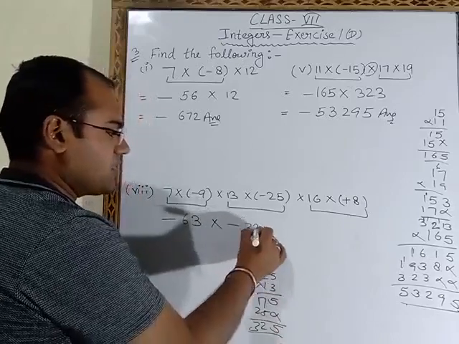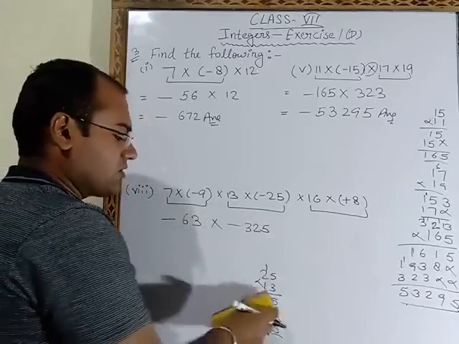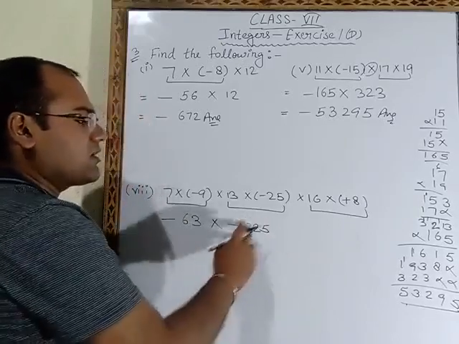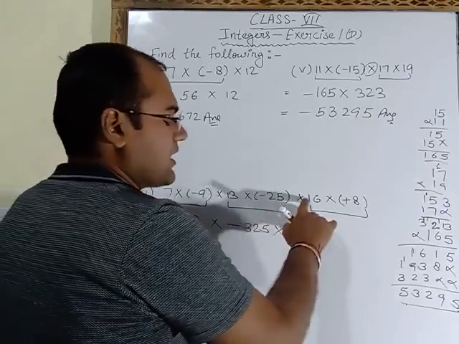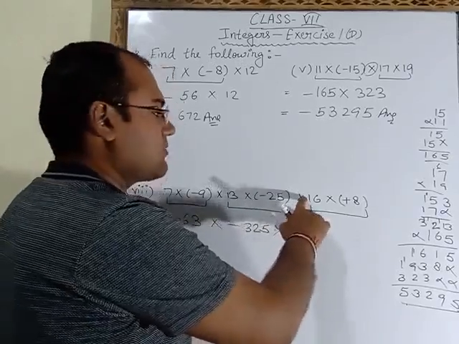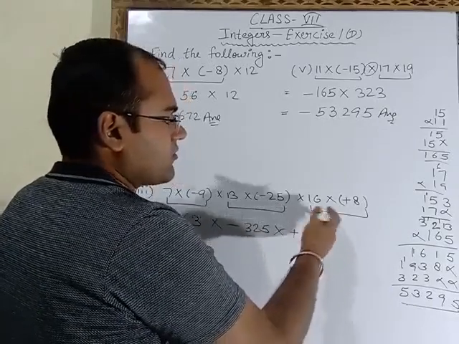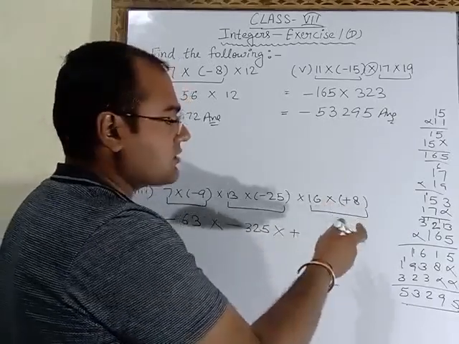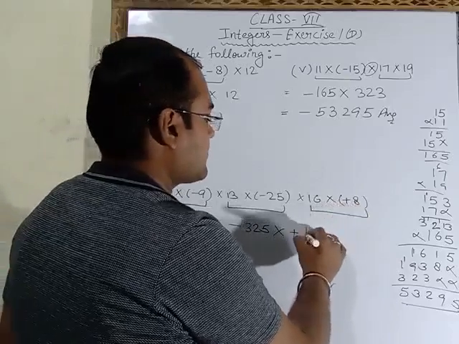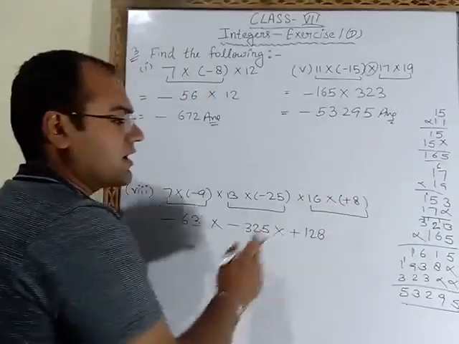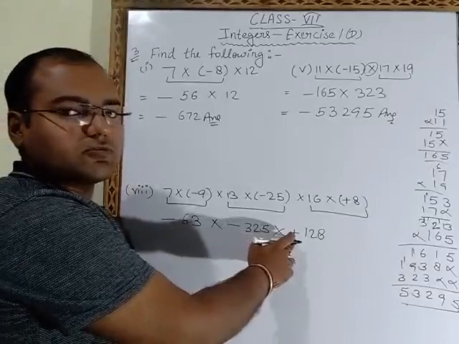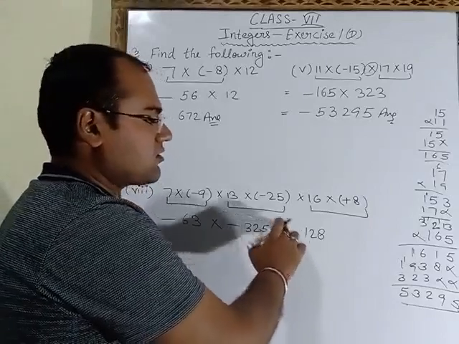The answer is 325. So minus 325 we have to write. Now the next one is multiply. Here no sign is there, means plus sign. Plus plus plus only. Now what do you have to do? You have to multiply 16 with 8. The answer is 128. This plus sign is optional, either you put this plus sign or not.